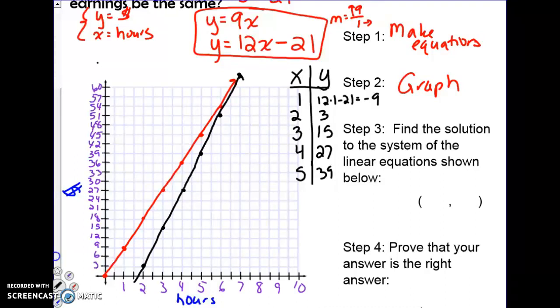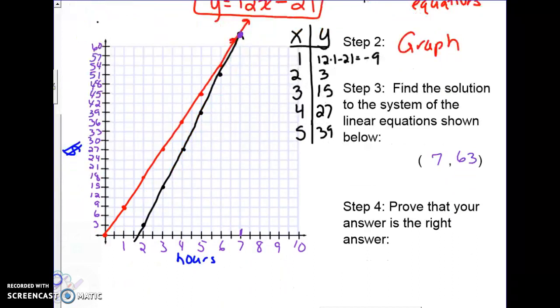So I really want to make sure that I'm really mindful about how I make my graph. So it looks like it's right there. So we have to kind of make a guess, right, as to what this point is. So it looks like I'm at 7 hours. And if I'm at 7 hours, I'm just one more box up. So I'm at $63. That's where these two lines cross. And then what you can do is step 4 and plug them both in the equations to see if it works. Thank you.